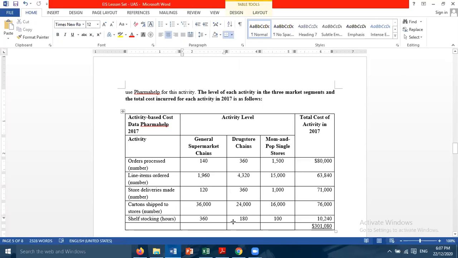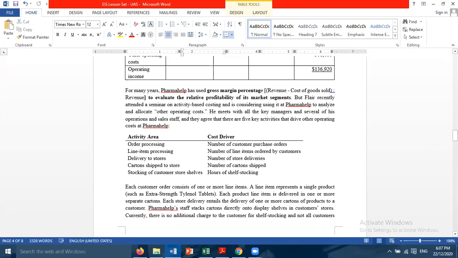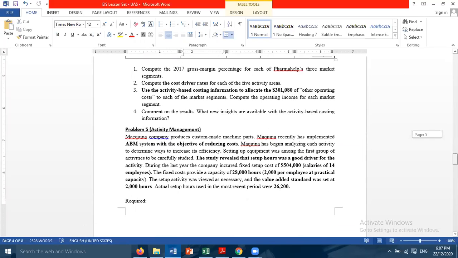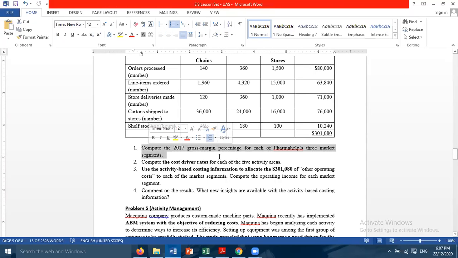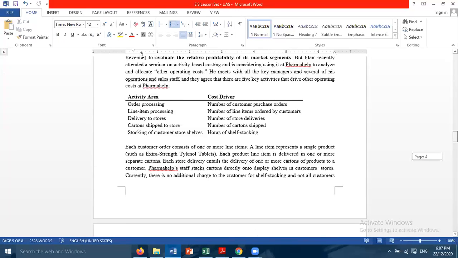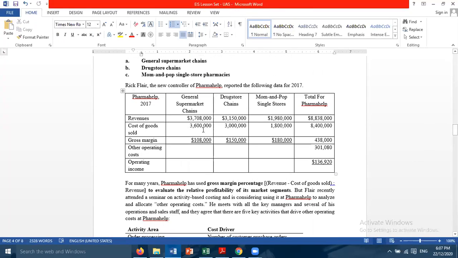So here we are given the activity level for each of the 3 market segments based on each activity area. Now we are asked, first, compute the 2017 gross margin percentage for each of PharmaHelp's 3 market segments. Number 1 is pretty simple. We already have the data for gross margin, right? All we need to do is convert this into percentage.